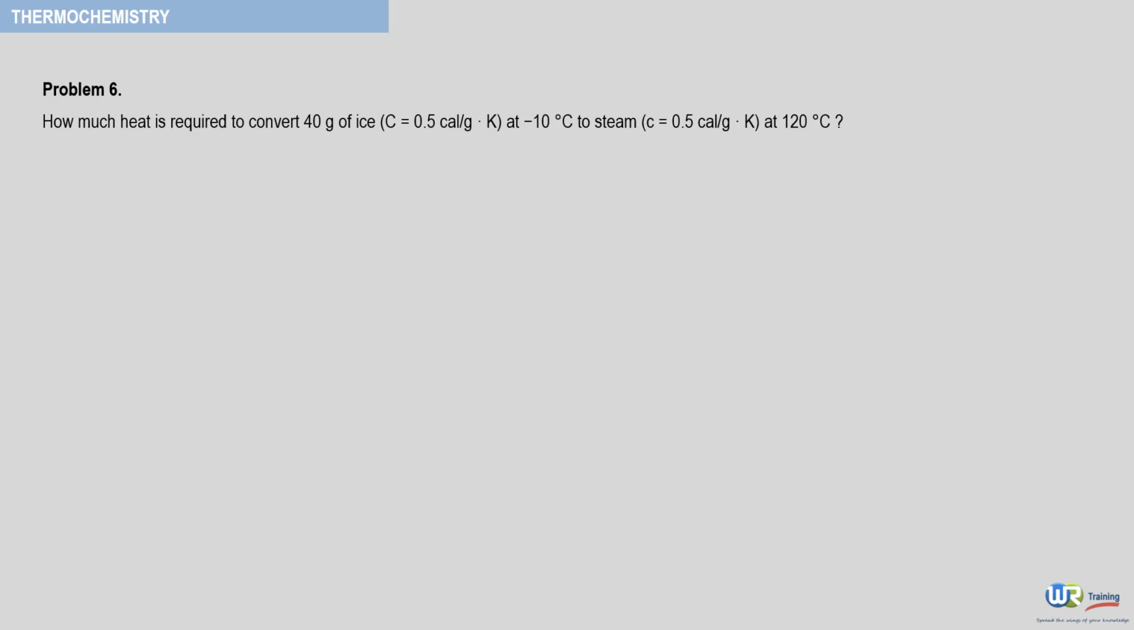To solve this problem, we will use Hess's law of constant heat summation, as we did for the previous problem. And recall, if a process can occur in successive steps, then delta H for the overall process is equal to the sum of the enthalpy changes for the individual steps.